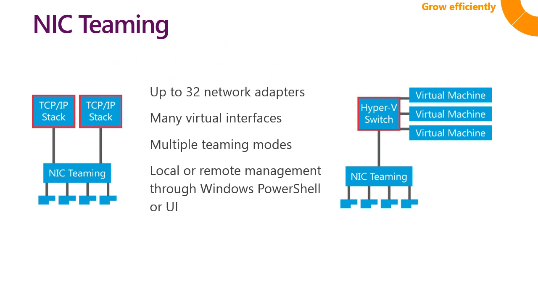So as I mentioned, NIC teaming is now inbox with Windows Server. You've got support for up to 32 network adapters. You can have lots of virtual interfaces. You can have multiple teaming modes, so different ways of failing over. Depending on what kind of networking infrastructure you've got, you might have a switch that supports certain types of failover or teaming capabilities, so you can either work alongside your NIC, or you could even do switch independent NIC teaming as well. So there's no requirement for your switching equipment to be aware of what it is you're actually doing here.